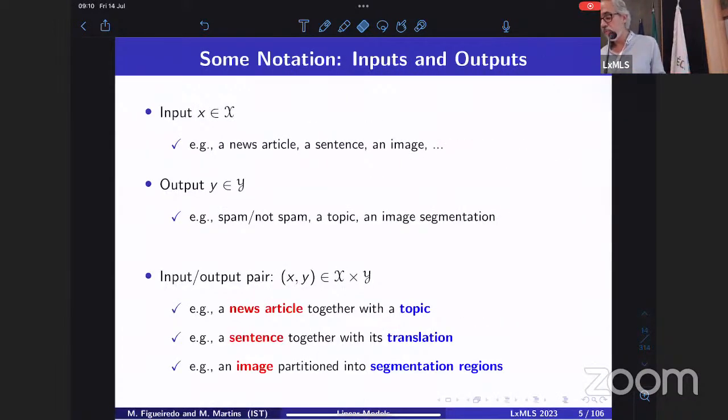And examples of input-output pairs could be stuff like a news article and the topic of the article. So you have a news article about sports, so it will be the text of the article or something that represents the text of the article, and the topic, some label that says sports. A sentence together with its translation. So in machine translation, the input would be the original sentence that you want to translate, and the output will be the translation for that sentence. An image with an example of what I mean by segmentation for that image. So the X would be the image and Y would be some way of representing the regions after I segment the image. And so I could go on and spend half an hour giving you examples of pairs, but I think you've got the idea.